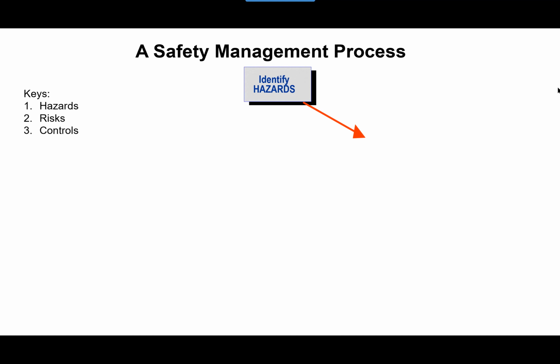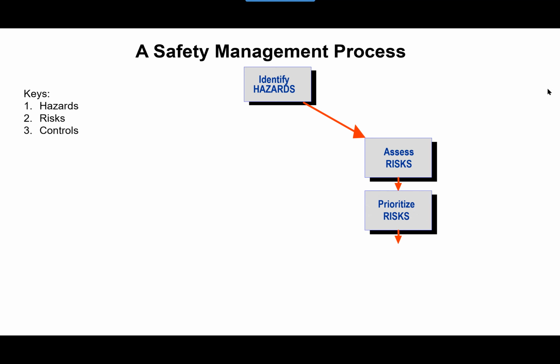Okay, we identify the hazards first. We'll have some techniques we'll talk about in later topics to do that. We then assess the risks that are presented by those hazards. Again, remember that's the severity of the hazard and the frequency with which we encounter that hazard. We then prioritize the risks.